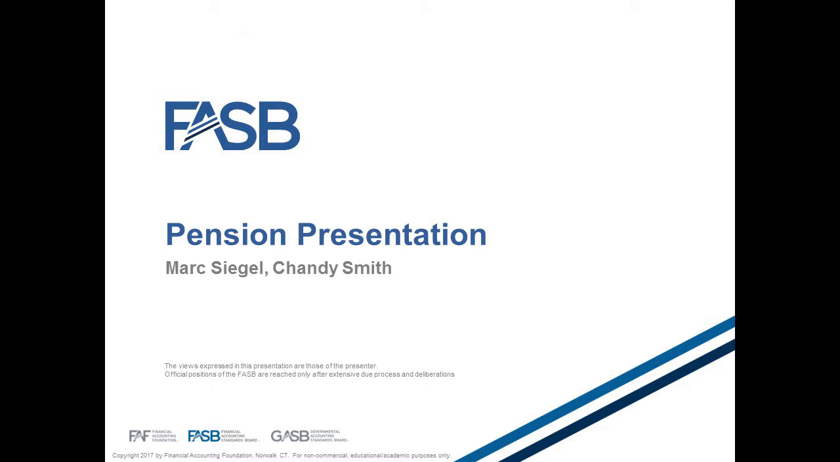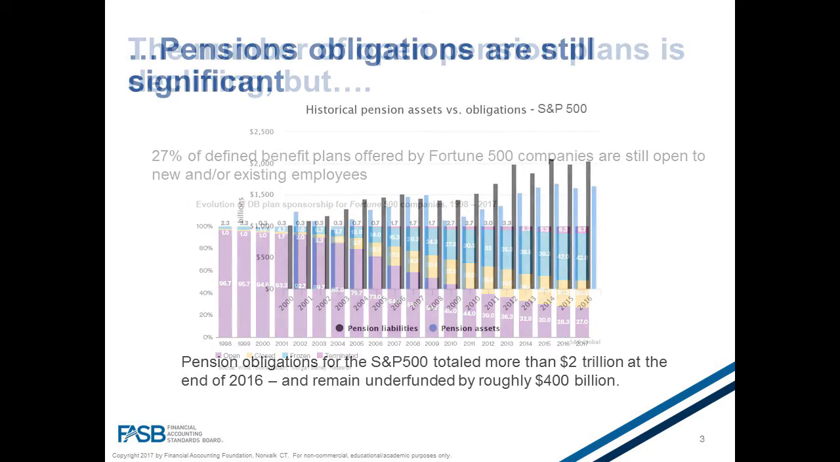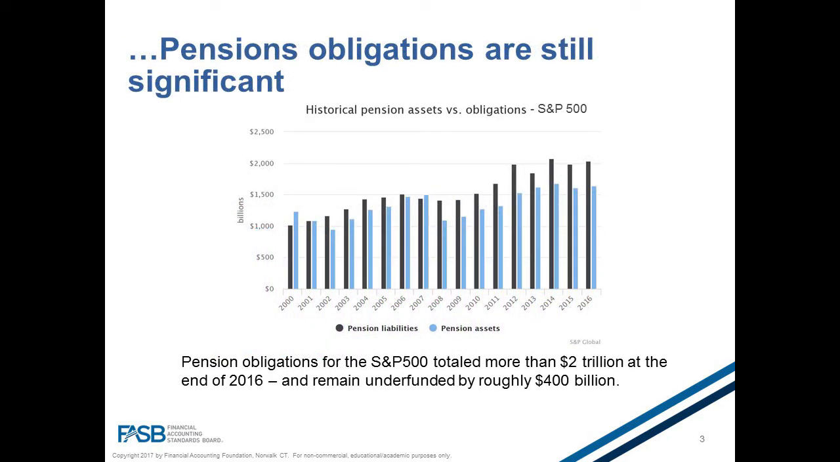So Marc, why did the FASB take on this project if pensions are reducing in number? You know, although fewer than 30% of Fortune 500 companies still offer new and existing employees a defined benefit plan, for companies that have them, these pension plans still represent a sizable financial exposure and are often pretty meaningful to reported results. According to S&P Global, at the end of 2016, the S&P 500 had pension obligations exceeding $2 trillion.